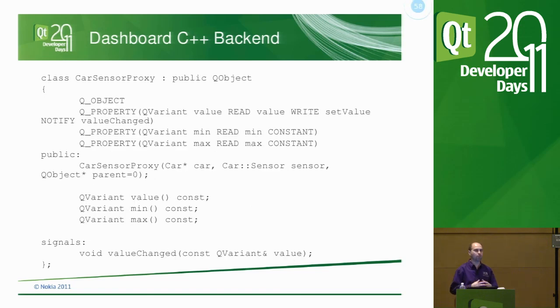Such as here, what I'm really going to export into QML is this car sensor proxy, which has a bunch of Q_PROPERTYs. This is a flyweight object. In its constructor, it takes in a pointer to a car and the sensor it's going to watch. And then our interface is going to be a simple property: value, min and max.